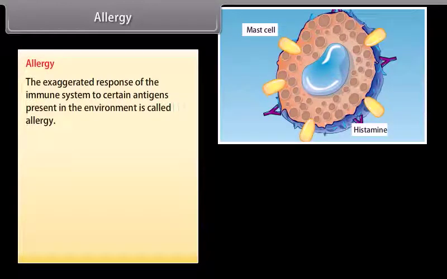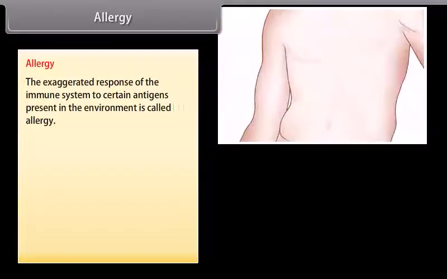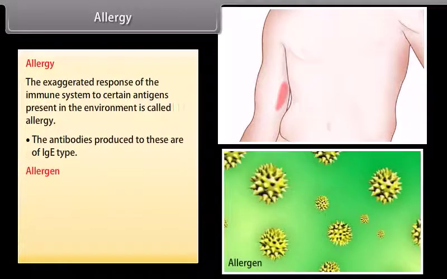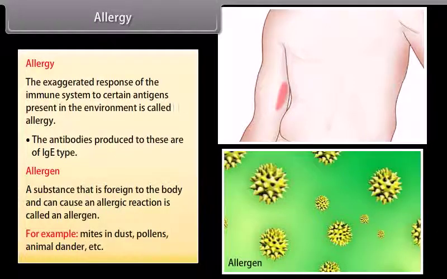Allergy. The exaggerated response of the immune system to certain antigens present in the environment is called allergy. The antibodies produced to these are IgE type. Allergen: a substance that is foreign to the body and can cause an allergic reaction is called an allergen. For example, mites in dust, pollens, animal dander, etc.